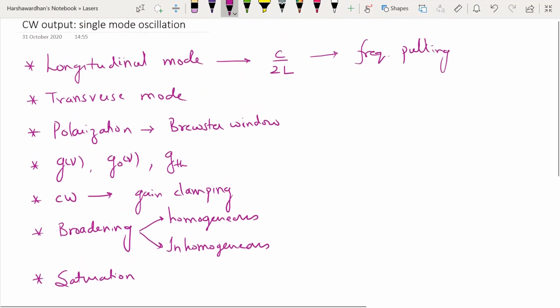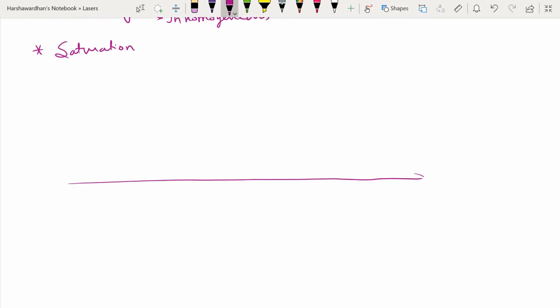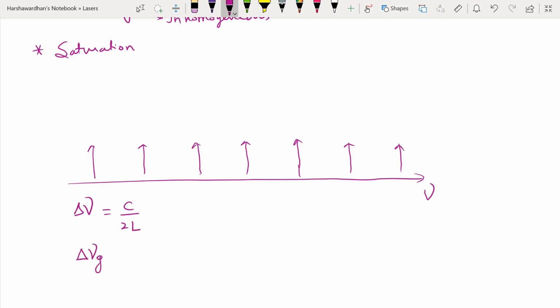So all these ideas we are going to put together to look at the modal oscillation within the laser. So let's look at the first idea. In the frequency space, that's in nu, there are these modes which are possible. They are equispaced. Of course, because of frequency pulling, the spacing between them may not be C by 2L, but more or less for simplicity, let's consider it as C by 2L. I'm calling this delta nu as the separation between the modes, C by 2L. And there is also a width of the gain profile, delta nu G, and a variety of things are possible.